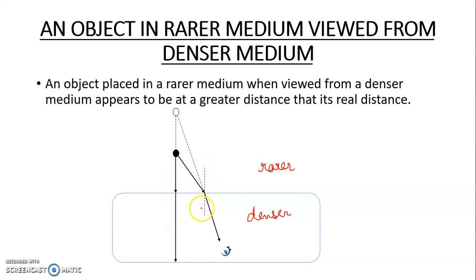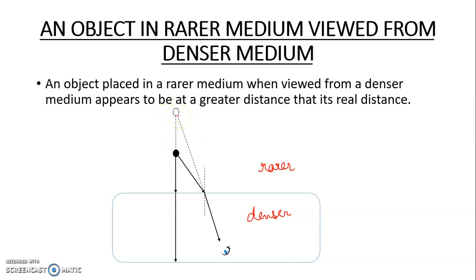Here if we make the normal, since it's going from rarer to denser, this ray is going to bend towards the normal. Now if we produce these two rays backwards, they're going to meet at a farther distance. So the object is over here, but the eye is going to see the object at this point. So the object is going to appear taller.